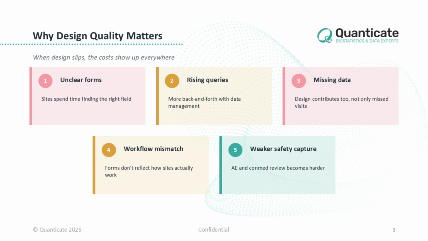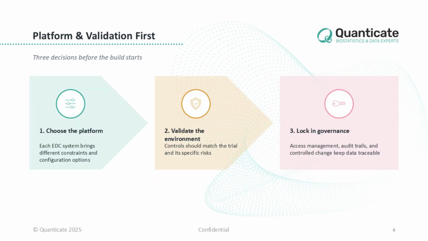In areas such as adverse events and concomitant medications, weak capture can also make safety review harder and delay cleaning later. Before the build starts, the platform choice needs to be settled. Different systems come with different constraints and configuration options. The environment also needs to be validated with controls that match the trial and its risks. That usually includes access management, audit trails, and controlled change, so data entry and later updates remain traceable and reliable.